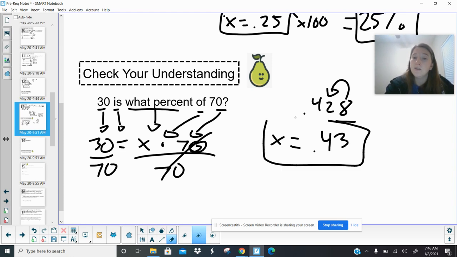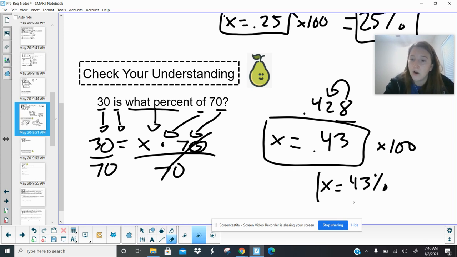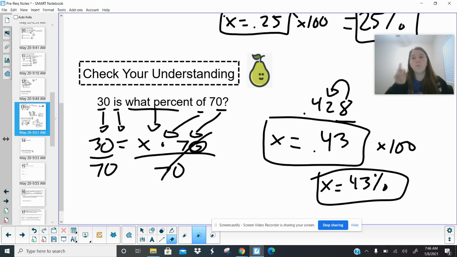Once again, this is an acceptable answer, or we can multiply by 100 to get back to a percent, which would end up being 43%. Either of these are acceptable answers. Once again, 0.43% is not a correct answer. That's a totally different thing.